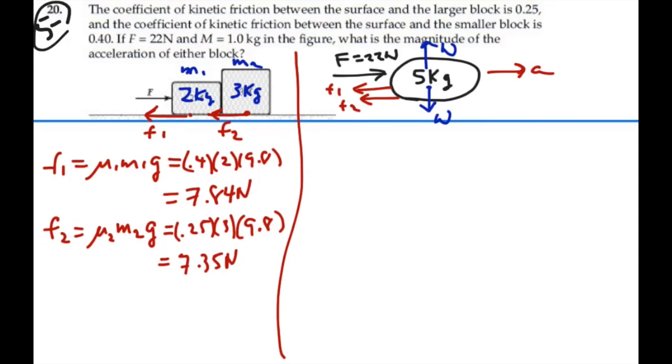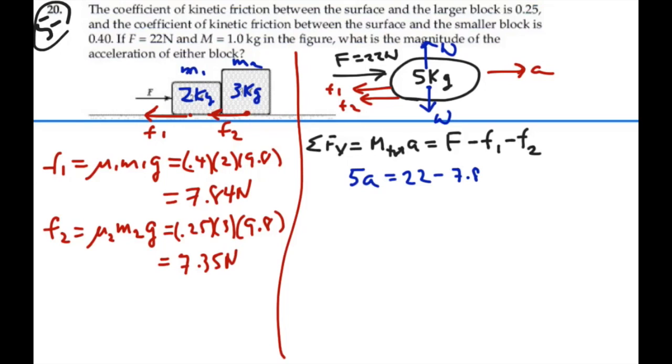So according to Newton's second law for this glob, we would have that the summation of all the forces in the x direction would be equal to the total mass times a, and that would be equal to F minus little f1 minus little f2, the net force in that direction. So we have 5 kilograms times a is equal to 22 newtons minus 7.84 newtons minus 7.35 newtons.